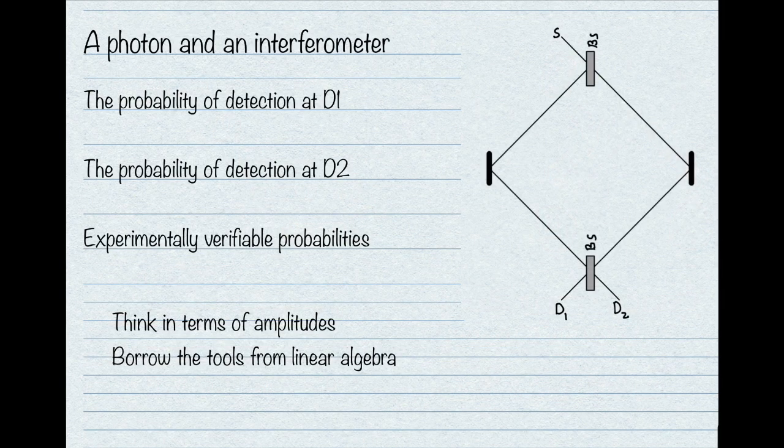Now let's look at a different system. We have placed another beam splitter over here, which is identical to this beam splitter and has the same reflection and transmission properties.